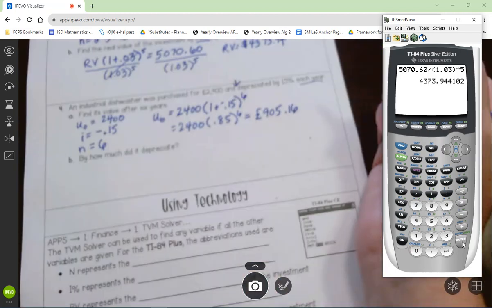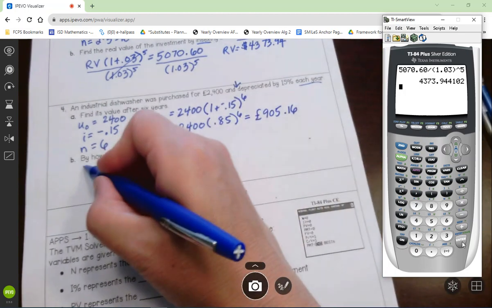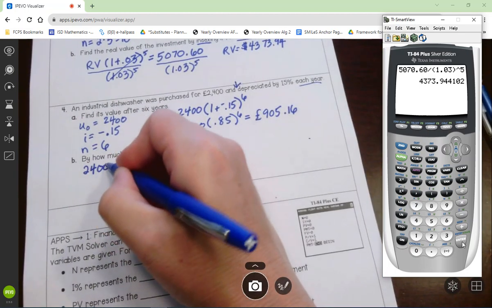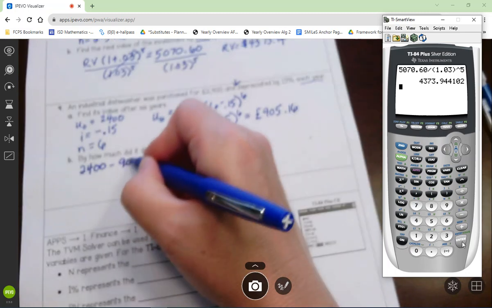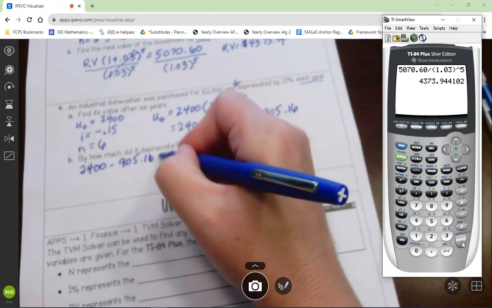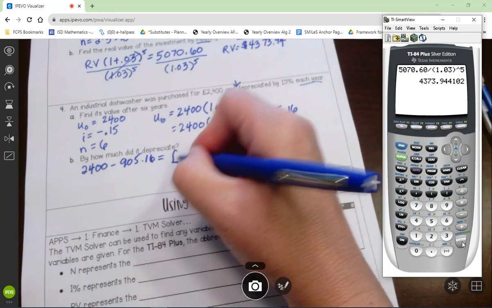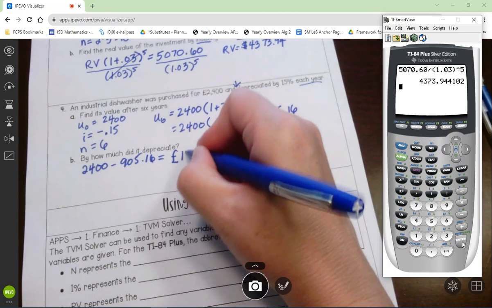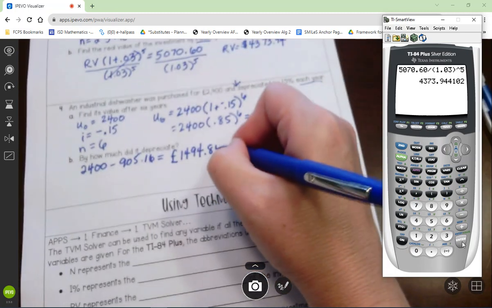By how much did it depreciate? That might seem obvious to you, but you do need to show the step. So the starting value is this, the ending value is this. So how much did it depreciate by? Let's put your unit on there. And 1,494.84.